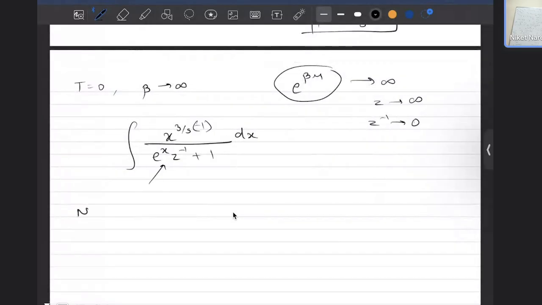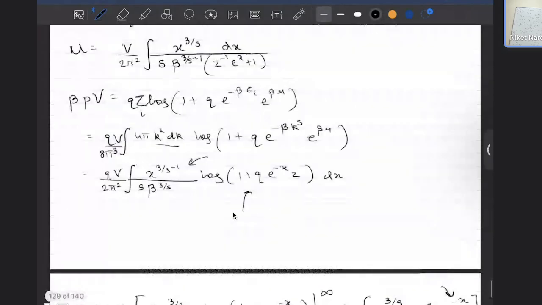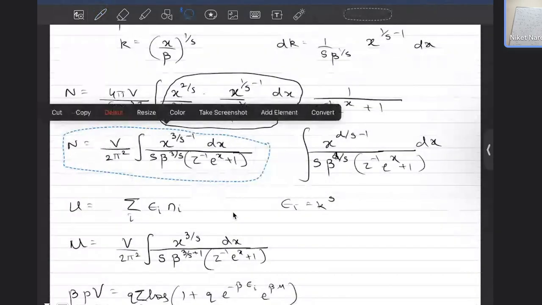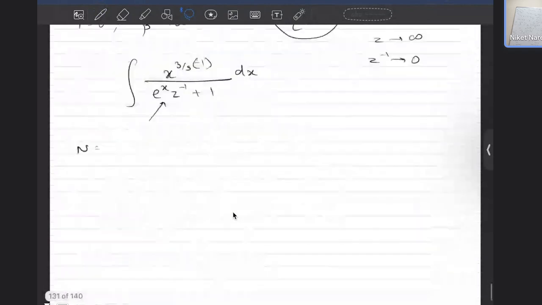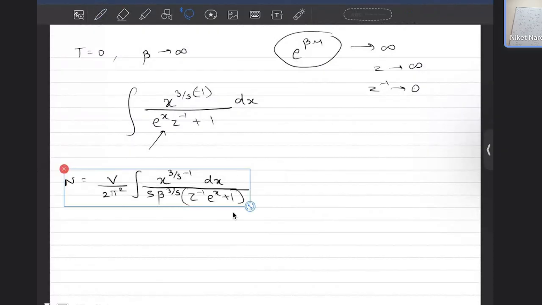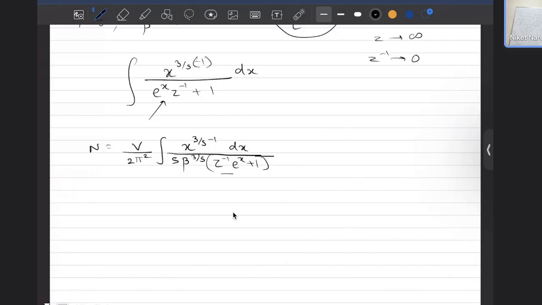First, let's calculate n only. Capital N, what will that come out to be? This is the expression we derived. Right. So because now Z inverse is 0, this term will not play any part. By the way, for low temperature, we'll obviously have to expand. So these kinds of calculations have been done in class. It is exactly similar to that only.